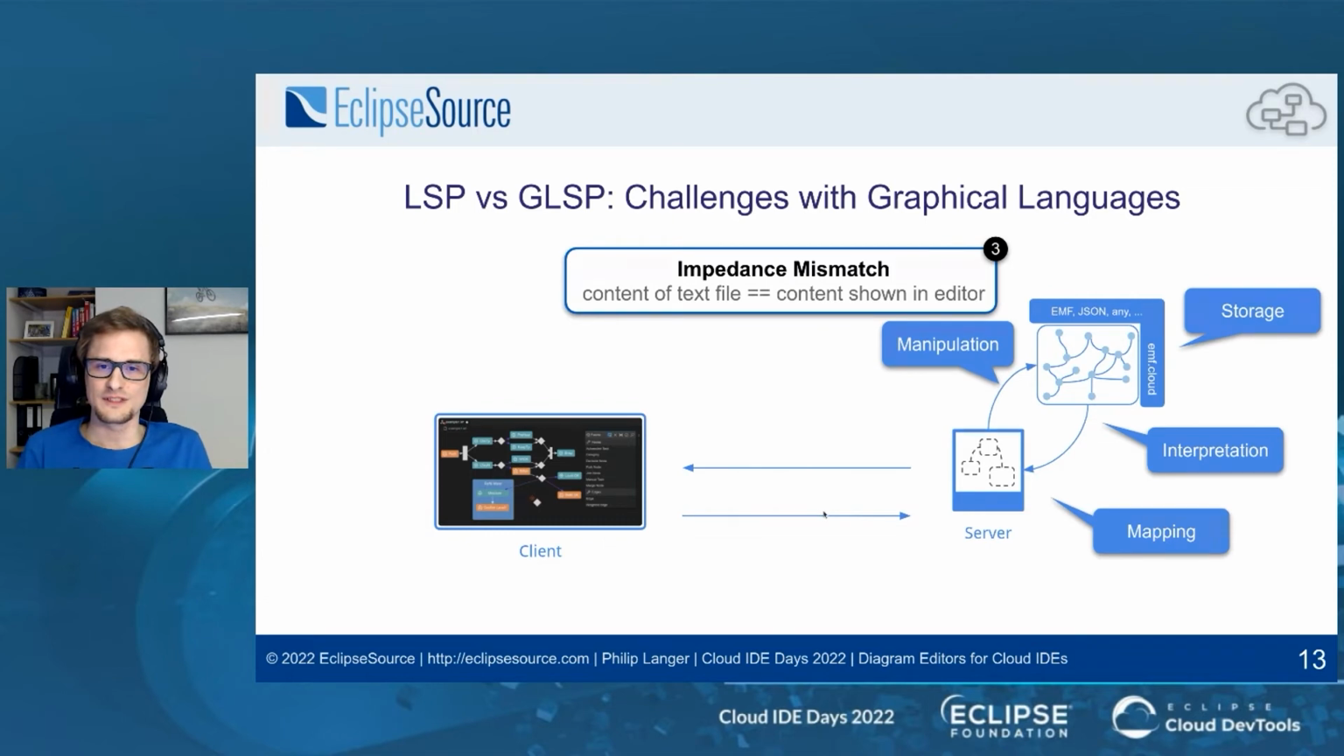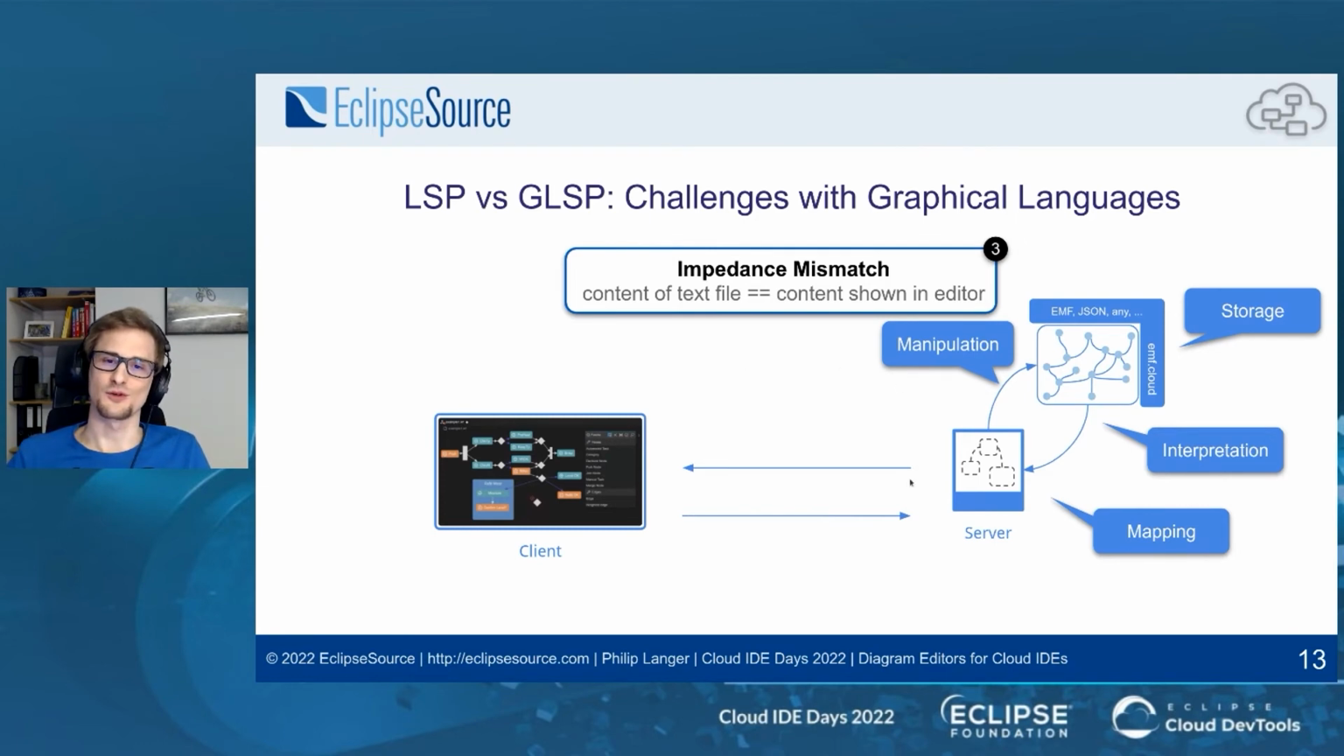Right, and the last main difference is what we sometimes call impedance mismatch. For programming languages or text files, the content in the text file is always exactly matching what is shown in the editor. And that's great, because think of it, what would happen if you open a text file in a programming language and it would show something different. For diagrams, this is different, of course. For diagrams, there is some sort of source model, and this source model contains the information that is then somehow ending up in a diagram to be shown.